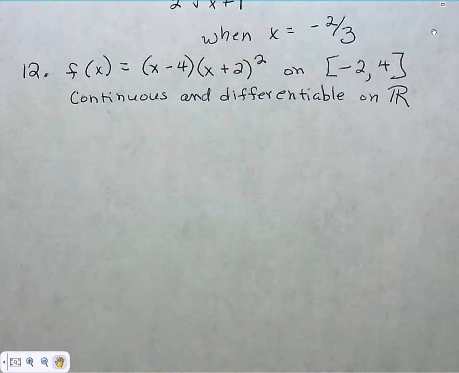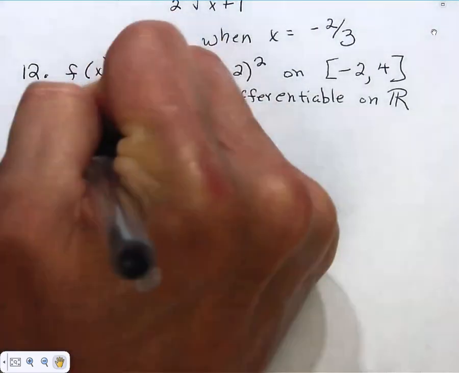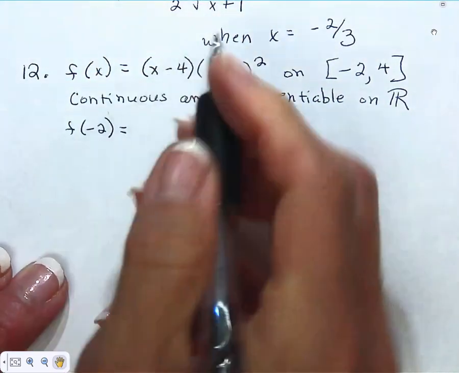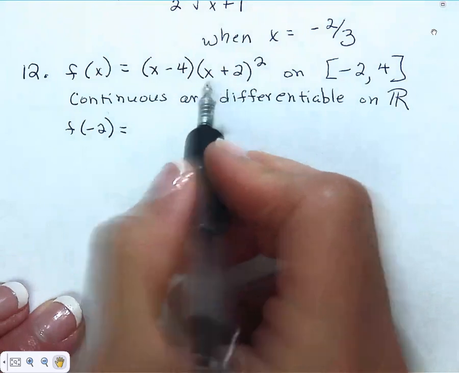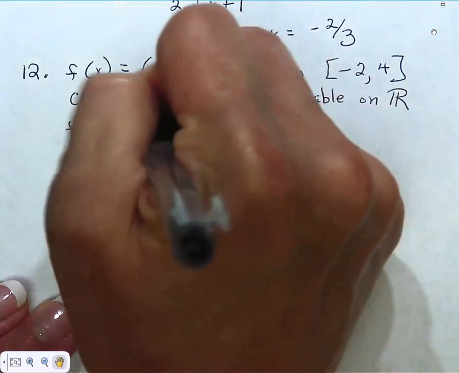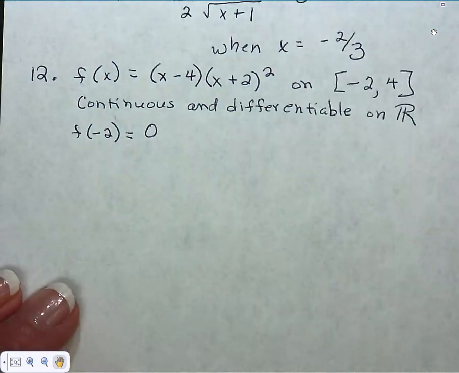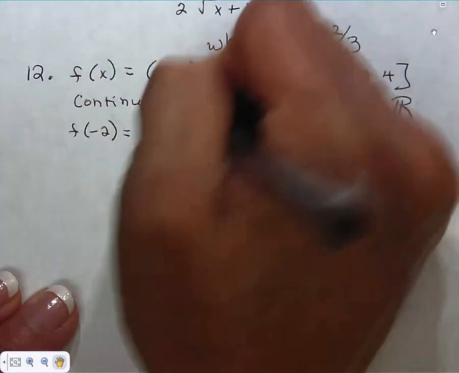What's the third condition? At its endpoints, we have to get the same y values. So we need to find f of -2, and we find f of 4, and see if they give us the same y values. F of -2 would be negative 6 times 0, 0. What about f of 4? Is also 0.